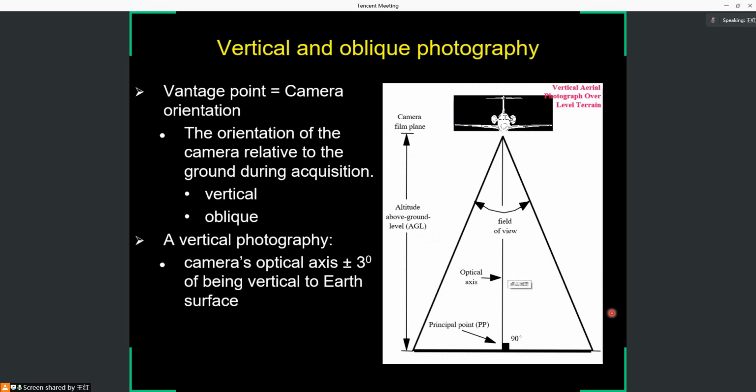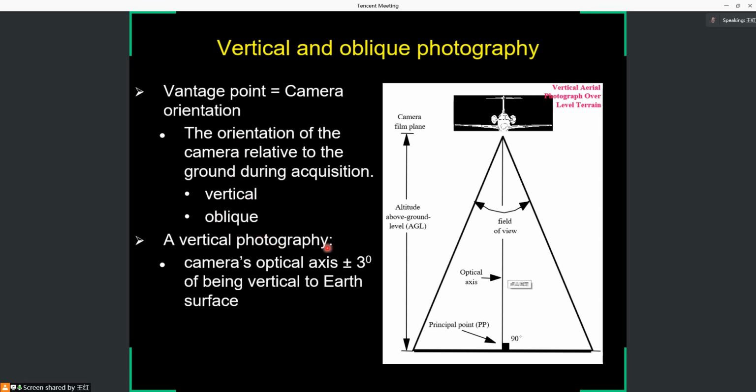And photographs can also be taken from the vertical and the oblique. The camera orientation is the orientation of the camera relative to the ground during the acquisition. According to the orientation, it can be divided into vertical and oblique.